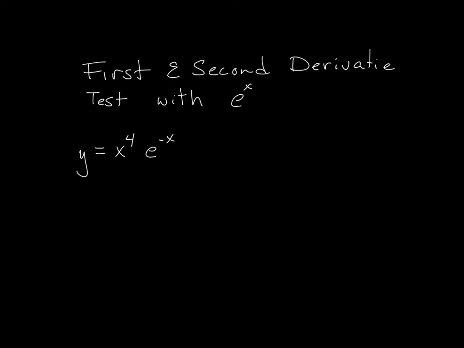So the first thing we're going to do is take this function and find the first derivative. As we're looking at the first derivative, we want to let this portion be u, and then e to the negative x will be v. For u equal to x to the fourth, the derivative is just 4x to the third. And for v equaling e to the negative x, the derivative of that is just itself, which is going to be e to the negative x.